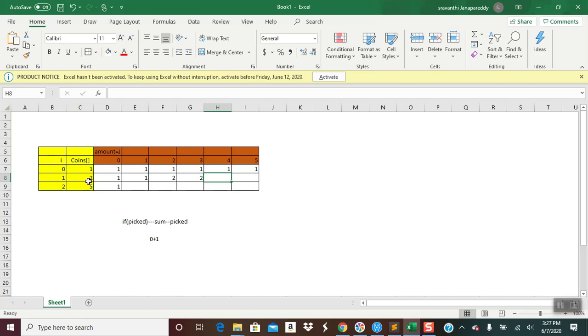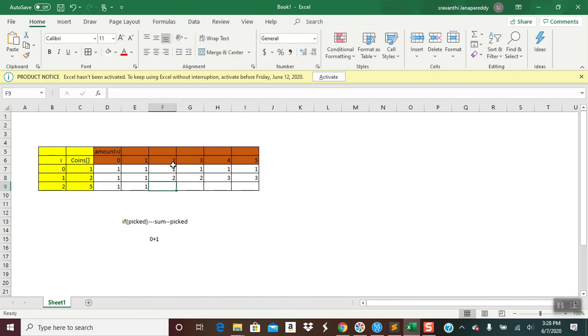4 minus 2 is 2, coins of 2 is 2. 2 plus the previous value 3, right? Now 5 minus 2 is 3, right? Coins of 3 value 2. 2 plus previous value 1 is 3, right? So now 1 minus 5. Here, since the sum is lesser than this one, you don't have to pick this one. If you don't pick this one, what is left? Till here, whatever you picked up, that you have to put here, 1.